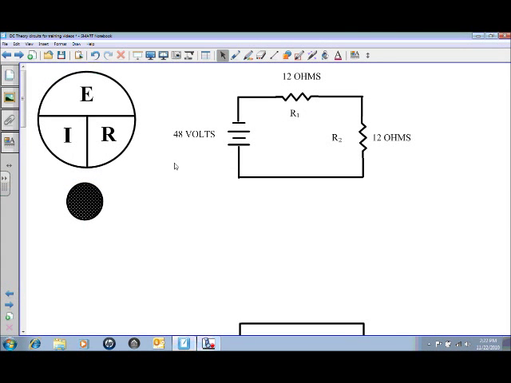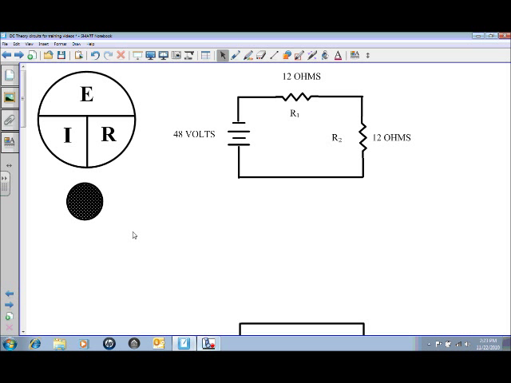In this demonstration, we're going to be taking a look at calculating current flow in a series circuit when you have a couple of loads. In this circuit, we have two resistors that are in series, R1 and R2. And the first step in order to be able to solve for the total current in the series circuit is to calculate your total resistance.